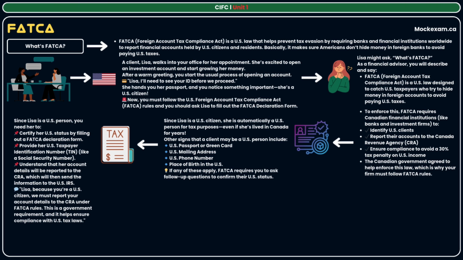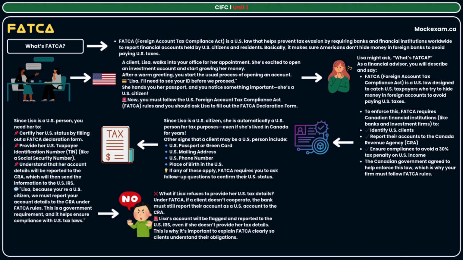You will say, Lisa, because you are a US citizen, we must report your account details to the CRA under FATCA rules. This is a government requirement and it helps ensure compliance with US tax laws. Sorry that I cannot avoid this. You need to apologize to Lisa, of course. Now, there is a challenge here. What if Lisa refuses to provide her US tax details? This is a challenge. How should you, as a mutual fund sales rep, handle this situation?